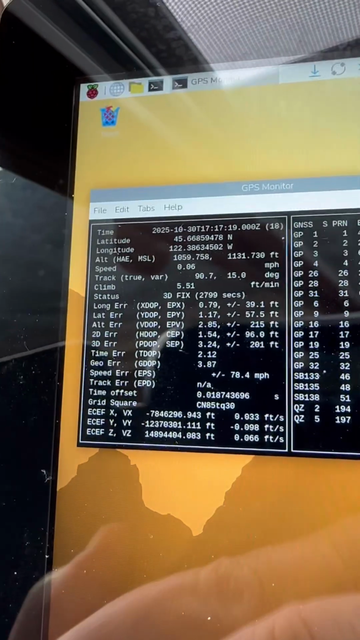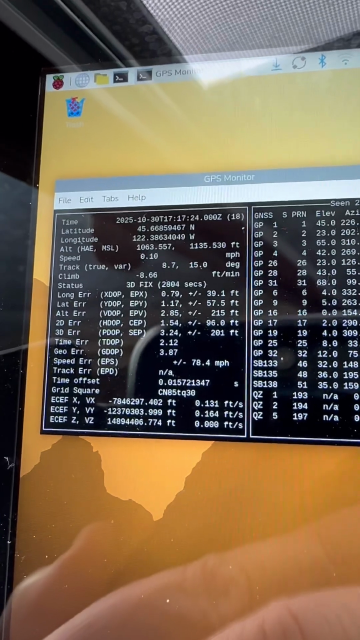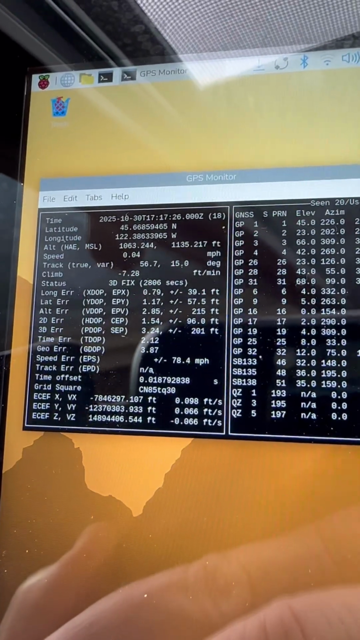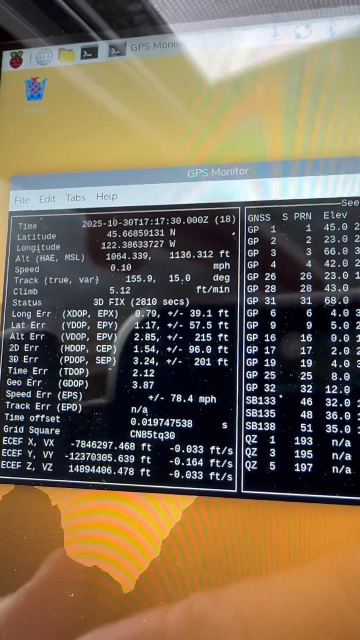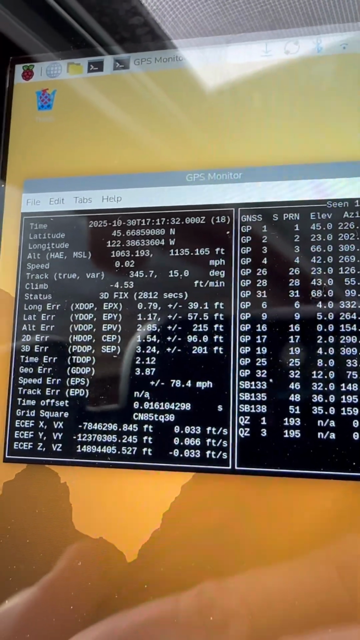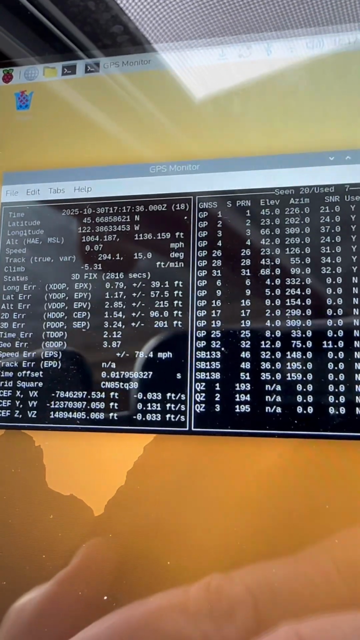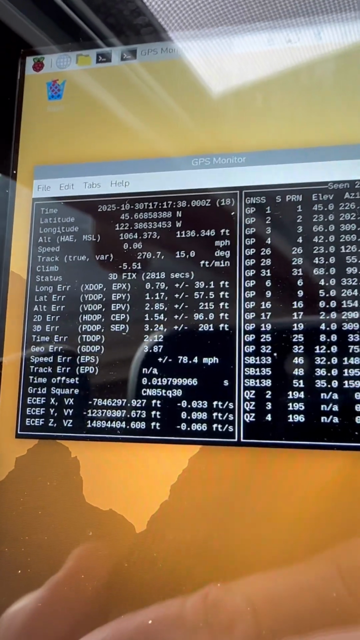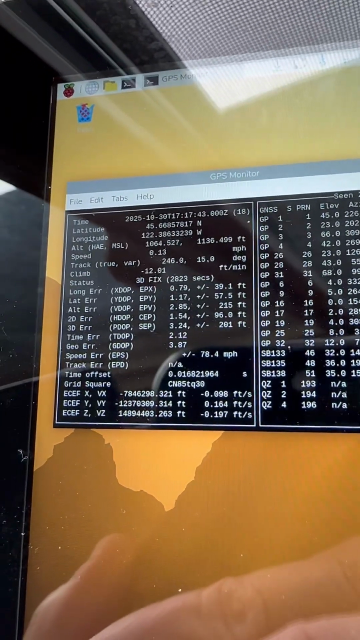The important stuff is here. It shows the time, latitude, longitude, altitude. For example, the altitude right now is 1,135 feet. Additional information, speed, track are also shown. Since it's not moving around, we're not going to see much there.